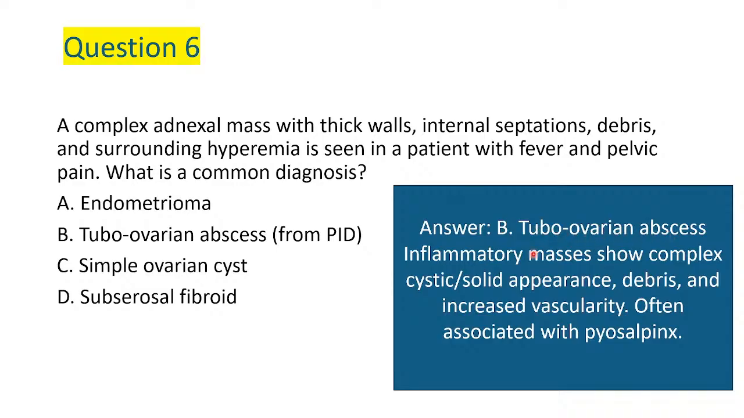Tubo-ovarian abscess. Inflammatory masses show a complex cystic-solid appearance, debris, and increased vascularity, often associated with pyosalpinx.